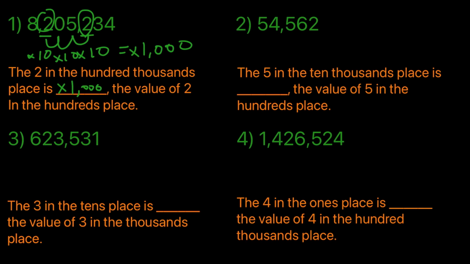Now for the second example, the 5 in the 10,000th place is what times the value of 5 in the hundreds place? So our starting point is 5 in the hundreds place, and we're moving toward the 5 in the 10,000th place. So we'll be going 1 and 2. So that's times 10 here and times 10 here. So that becomes times 100. So the answer here is times 100.